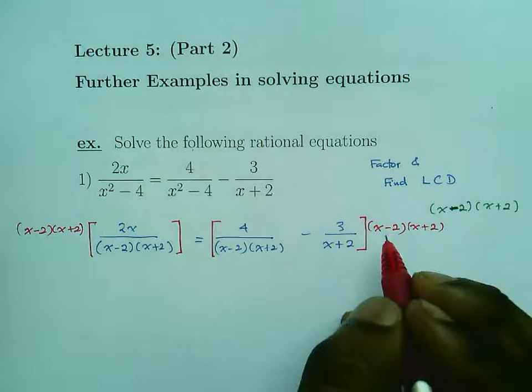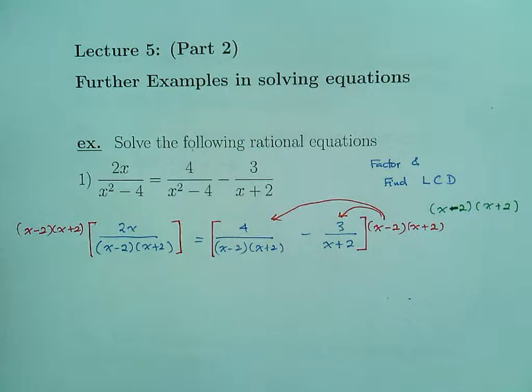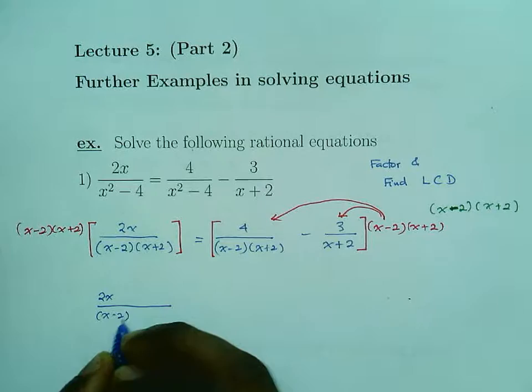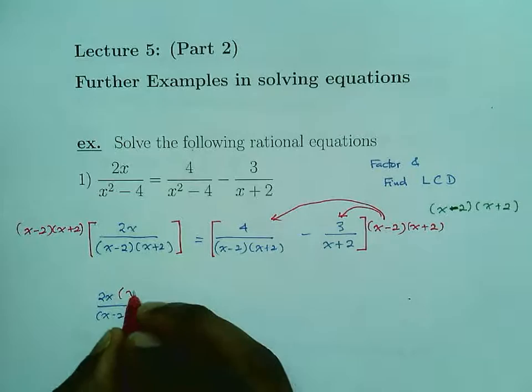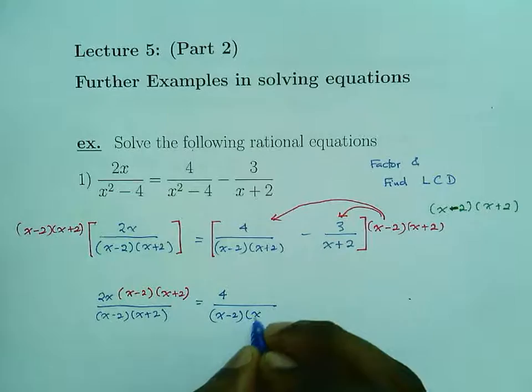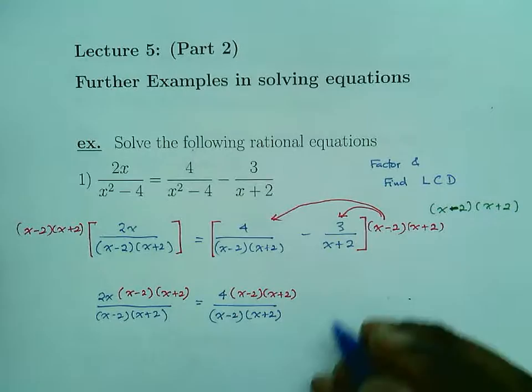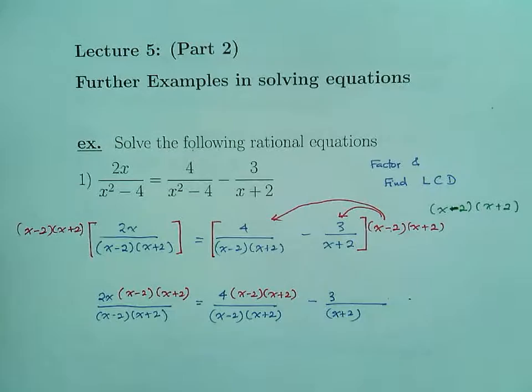Okay, now you would have to distribute on the right hand side, because there is more than one term on the right hand side. On the left hand side there's just one term, but I will just keep it because sometimes you might have more than one term on both sides. So let's write down the distribution step just to avoid errors. So 2x, x minus 2, x plus 2 times the new factor x minus 2, x plus 2 here, and on this side you have 4 over x minus 2, x plus 2 times the least common denominator x minus 2, x plus 2, and then lastly minus 3 over x plus 2 times x minus 2, x plus 2.